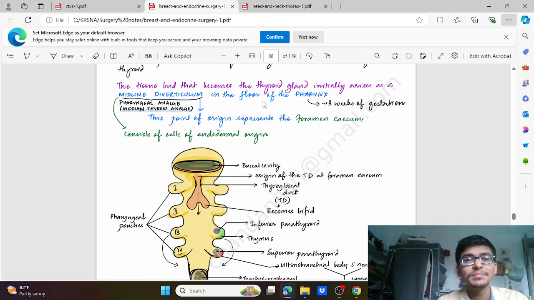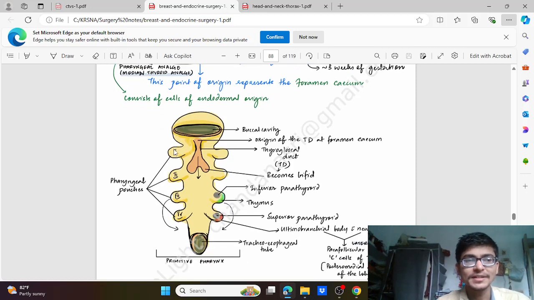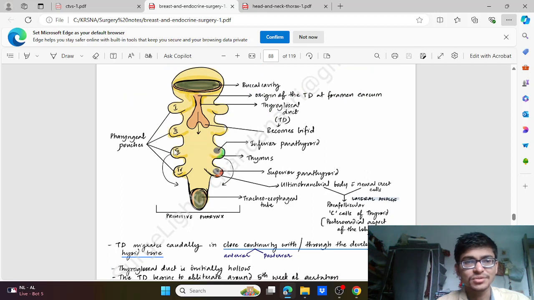So the tissue bud that becomes the thyroid gland, which is known as the thyroid anlage, could be median or lateral. It arises in the midline as a diverticulum in the floor of the pharynx, in the third week of gestation. This pharyngeal anlage, or the median thyroid anlage, starts at the foramen cecum, and it contains cells of endodermal origin, and it will give rise to our thyroid tissue.